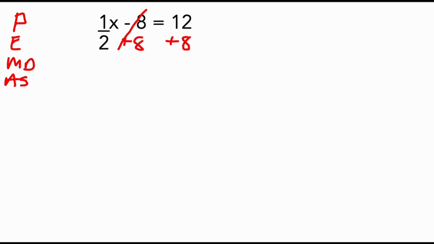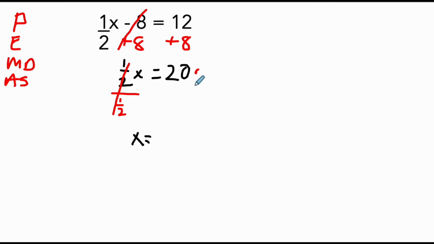So 12 plus 8. So on the right side of the equation, I now have 20. And the leftover part on the left side is 1/2 times x. And since it's 1/2 multiplied by x, the inverse of that is to divide by 1/2. So I'm going to divide by 1/2. 1/2 divided by itself is 1. And that leaves on the left-hand side x, which is what we want. And whatever you do to one side, you do to the other.